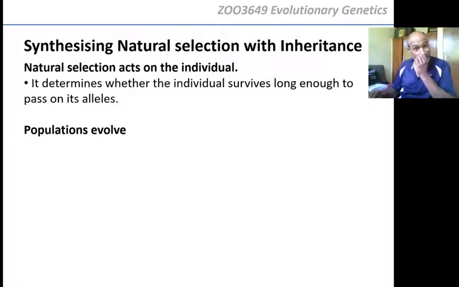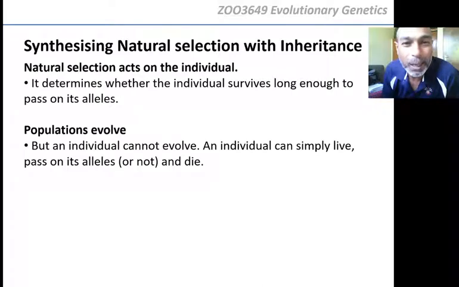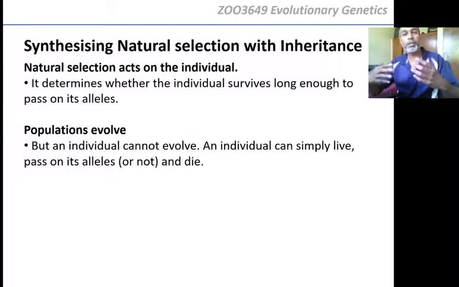So an individual cannot evolve. If an individual could evolve, it would be Lamarckism, where you evolve during the course of your life and give your kids an acquired trait. That doesn't happen. We know that doesn't happen. You can't evolve. Your mind can evolve.